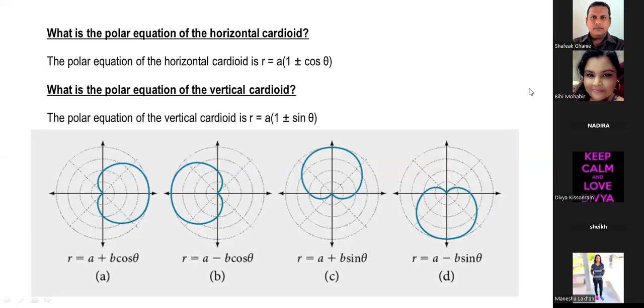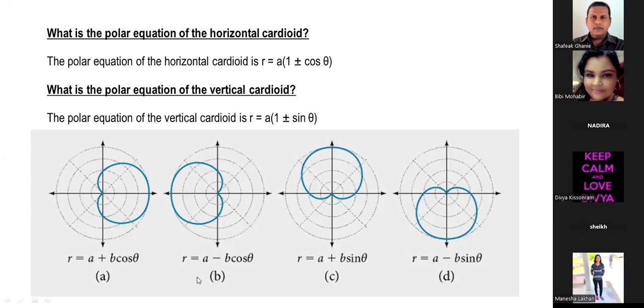So here we have the formulas that produce the graph of a cardioid. They're given here by r equals a plus or minus b cos theta, and r equals a plus or minus b sin theta. As you can see at the bottom, I have four diagrams there. Now, if you look at the bottom of each graph, you're going to see the orientation.